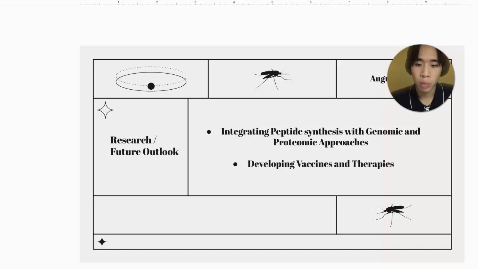And in developing a vaccine, ultimately, that's the goal: to develop the vaccine and therapies so that we can prevent the spread of triple E and eradicate it. With the ongoing research into the triple E virus, these advancements in peptide synthesis are essential in developing novel vaccines and therapies. And the collaboration of virologists, chemists, and immunologists will be crucial in enhancing public health.